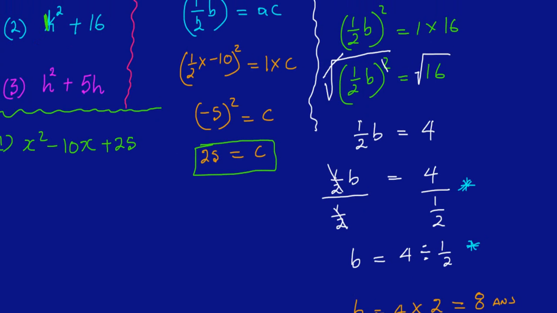Now I would rewrite number 2 by saying k squared plus 8k, because the value of b is 8, and we would have our c that was given, plus 16.